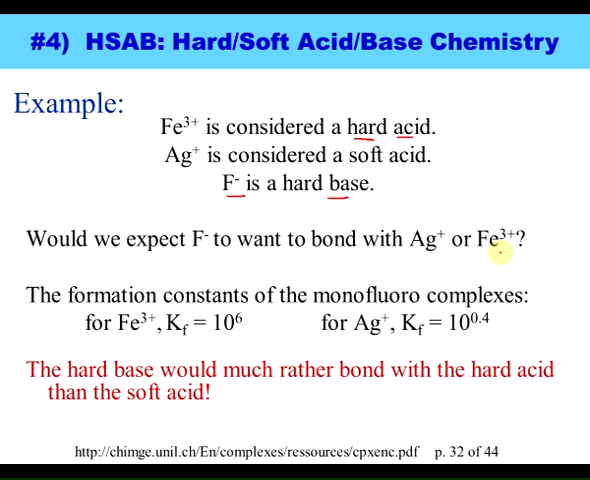So based on hard-soft acid-base theory, we would predict that the iron, which is a hard acid, would want to bind to the fluoride, which is a hard base. And this is reflected in the formation constants of these compounds. So the formation constant of the iron fluoride complex is 10 to the 6th. Now this is much, much larger than the formation constant of the silver fluoride complex, which has a formation constant of 10 to the 0.4. Thus illustrating that a hard base would much rather bond with a hard acid.